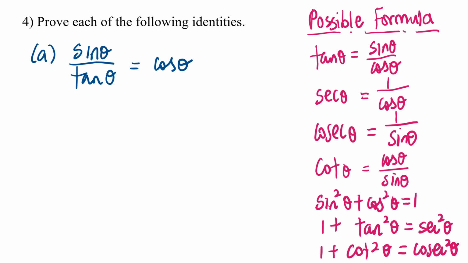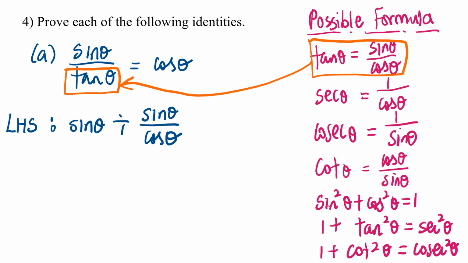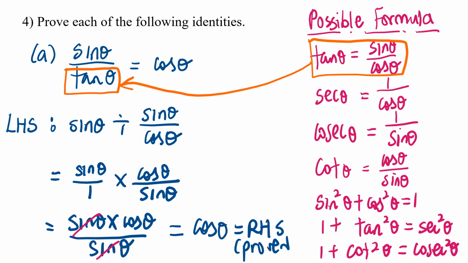So we will prove from the left hand side, because the left hand side has more terms to work on. We will replace tangent theta with sin theta over cos theta. Then change the division sign to multiplication, and flip the sin theta over cos theta. Multiply the numerators and multiply the denominators. Sin theta divided by sin theta gives you 1, and you end up getting cos theta, which is the right hand side. And that's how we prove the identity.